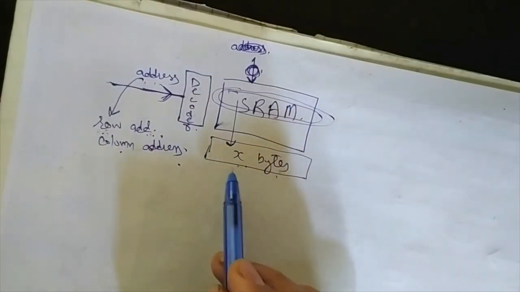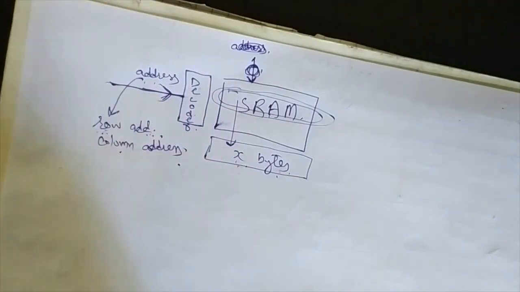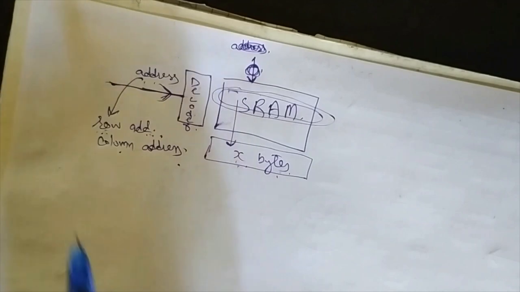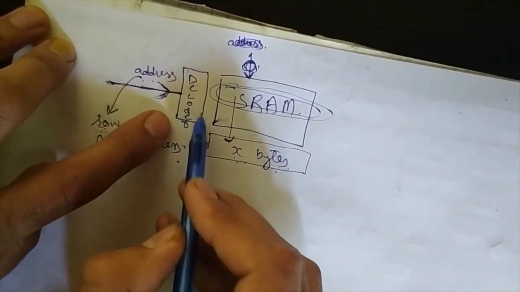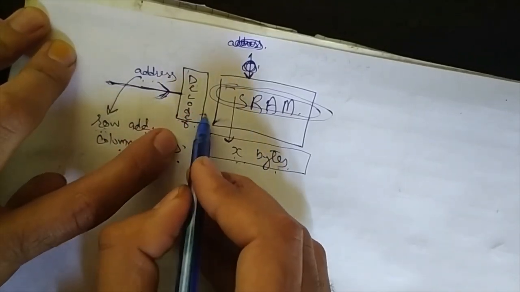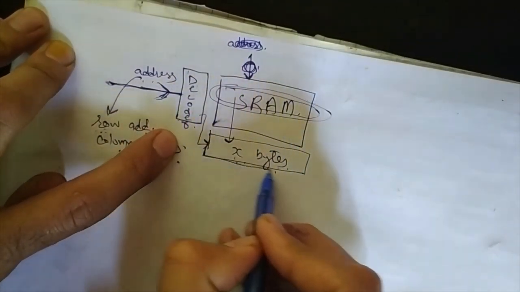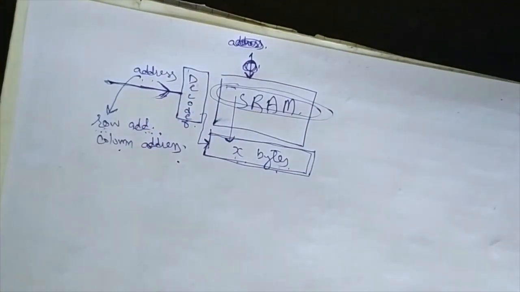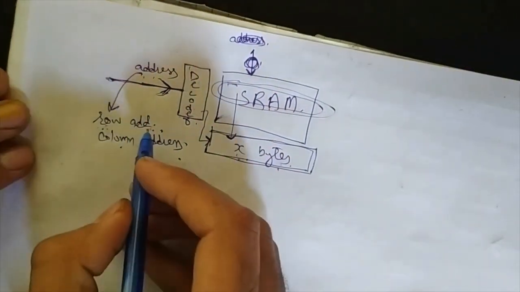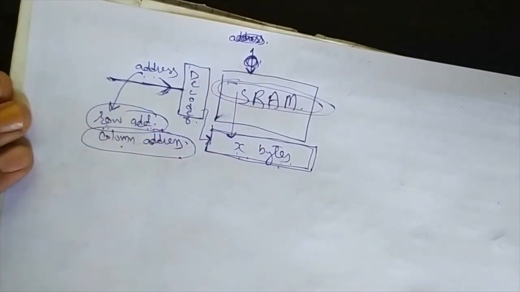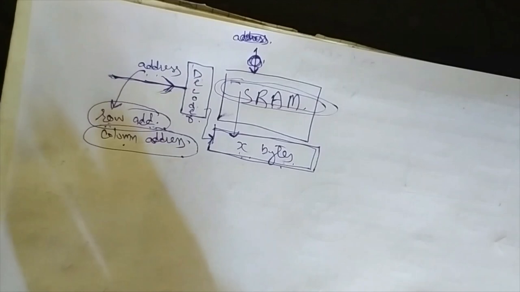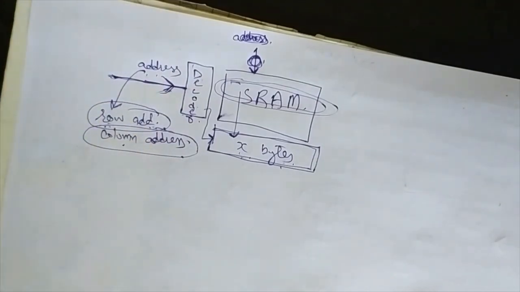X bytes. Now from these X bytes, we have to read one byte, and for reading one particular byte, we require what address? Column address. So on the same address line, we now send the column address. The decoder converts that column address and chooses one byte from these X bytes. So now the decoder has to differentiate when it is receiving the row address and when it is receiving the column address, because the decoder doesn't know whether the address that is coming is a row address or a column address.